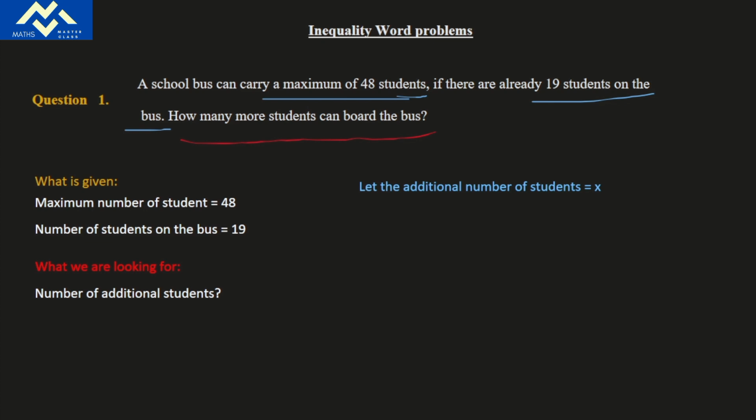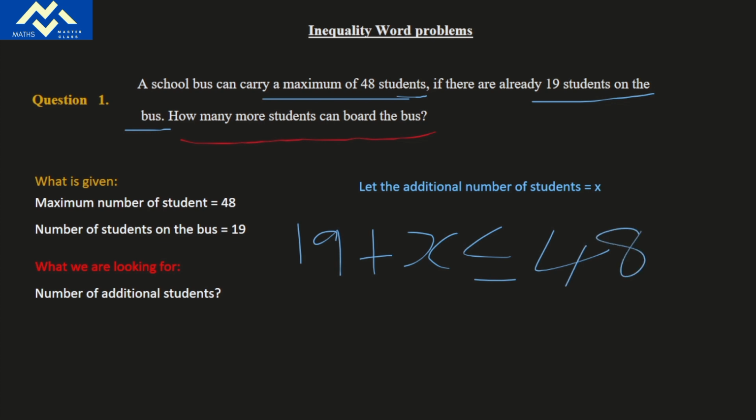Now let's put all the information together. We already have 19 students on the bus. We're adding X more students. So the total number of students becomes 19 plus X. And because the bus can carry a maximum of 48 students, that total must be less than or equal to 48. So we write, 19 plus X is less than or equal to 48.